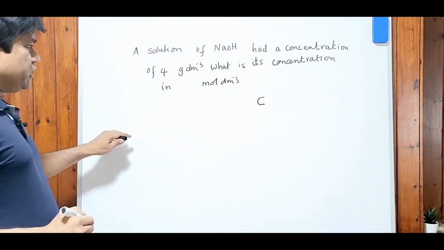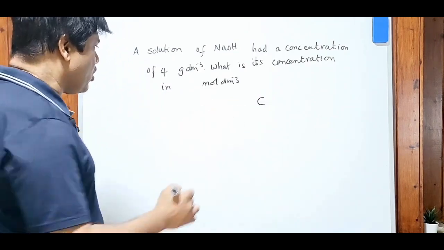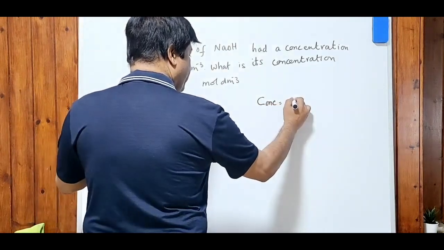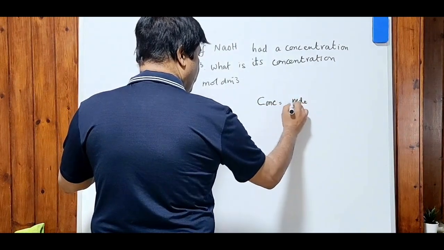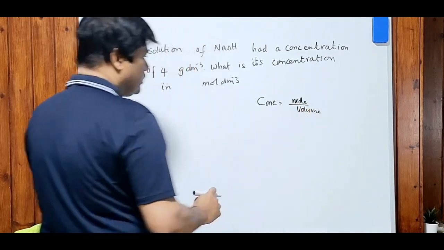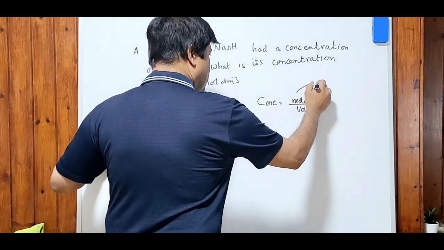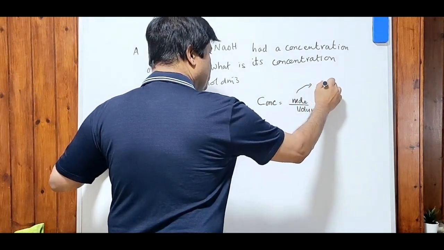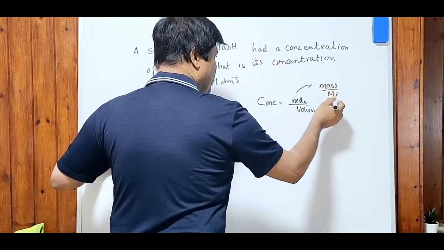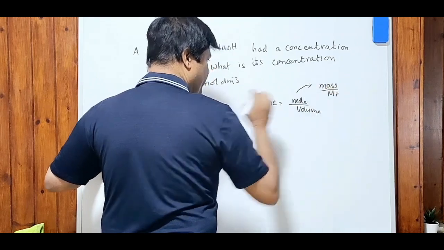You can see my previous video to figure out this formula. Conc equals concentration equals mole over volume. Now, mole in terms of the mass. Mole is nothing but mass over its Mr. So plug the same mass over Mr here.